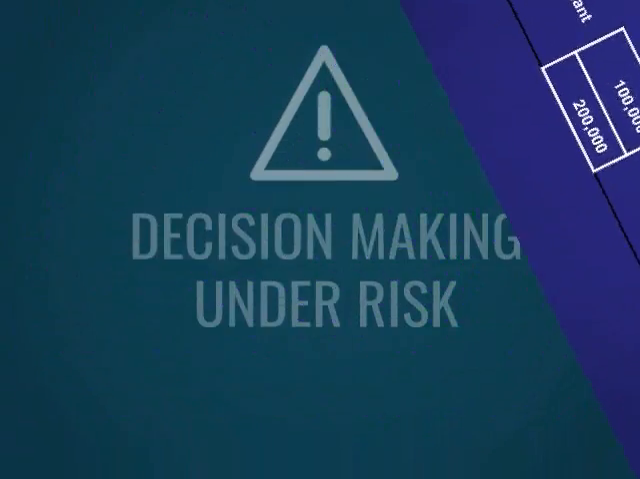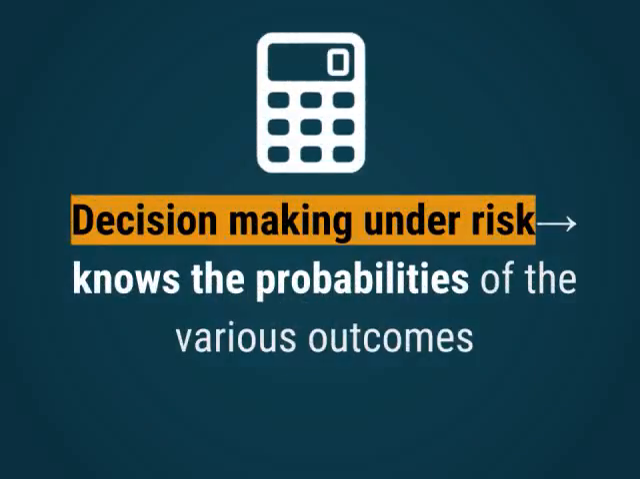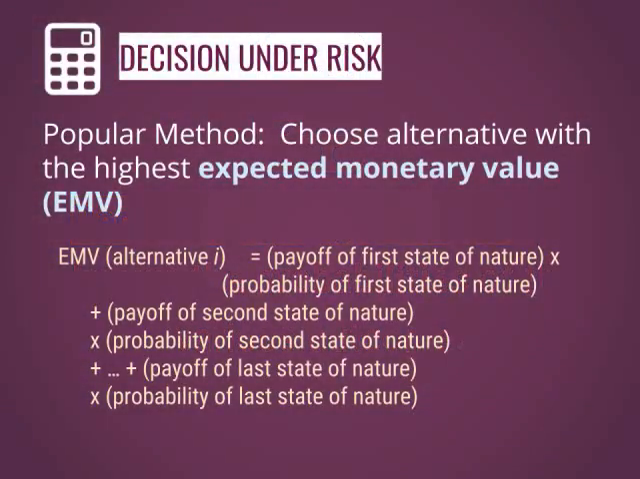Here, the decision maker knows the probabilities of the various outcomes. One popular method used is to choose an alternative with the highest expected monetary value or EMV. The formula for EMV is shown on the screen.